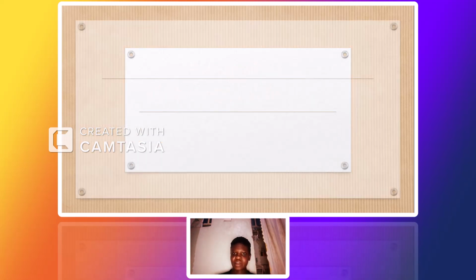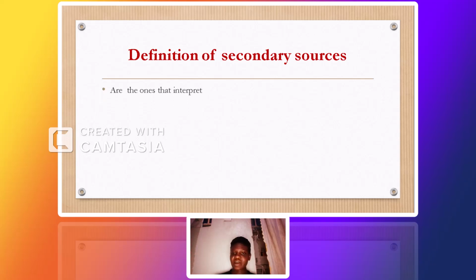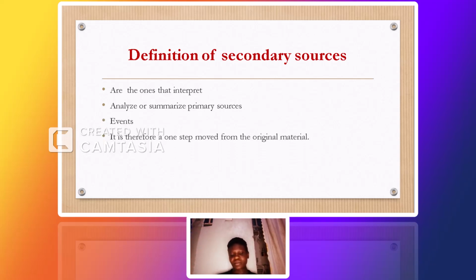If we are to define it, secondary sources are the ones that interpret, analyze, or summarize primary sources or events. Therefore, these secondary sources are a one-step move from the original material. They often provide a broader perspective or critical insight into primary data.